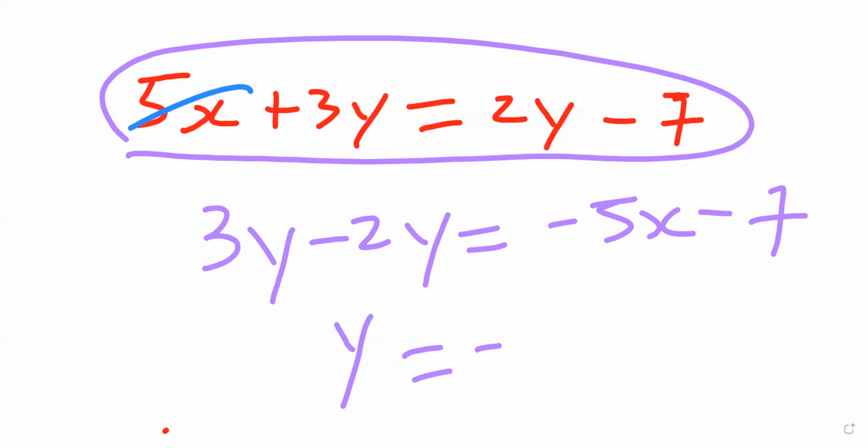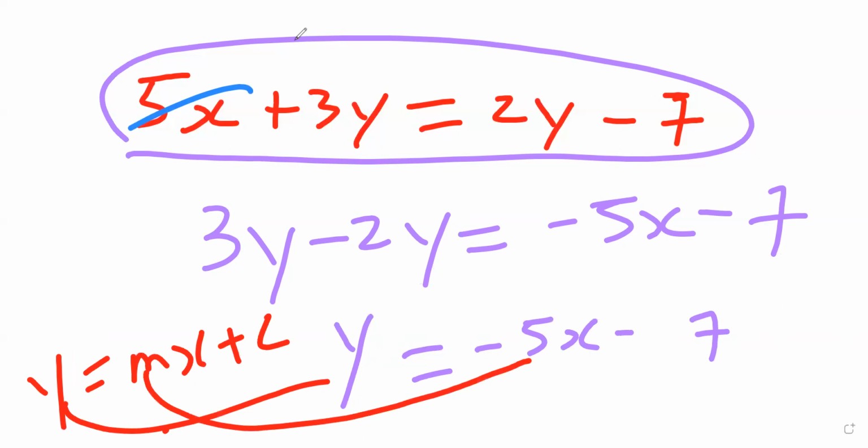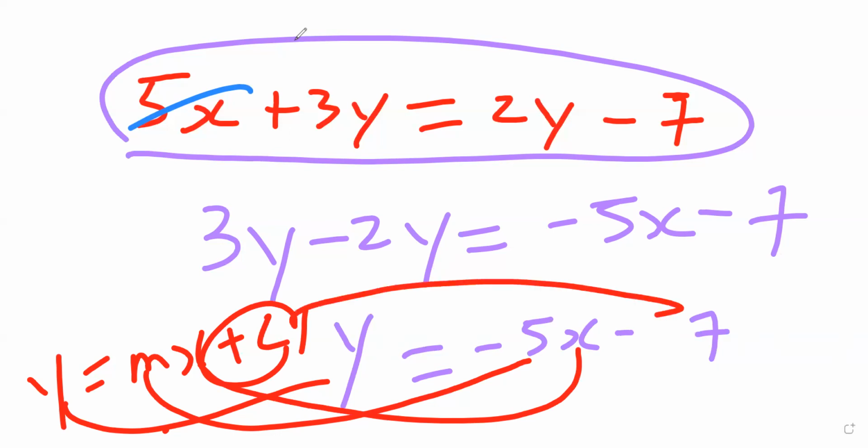It's looking like y equals negative 5x minus 7. And if you look at this carefully, it is actually imitating this standard equation. So the y represents that y. The m represents the negative 5, which is the gradient of the line. This x is just the x that is in the equation, and this c, which is the constant value, which is the y-intercept, is actually negative 7.